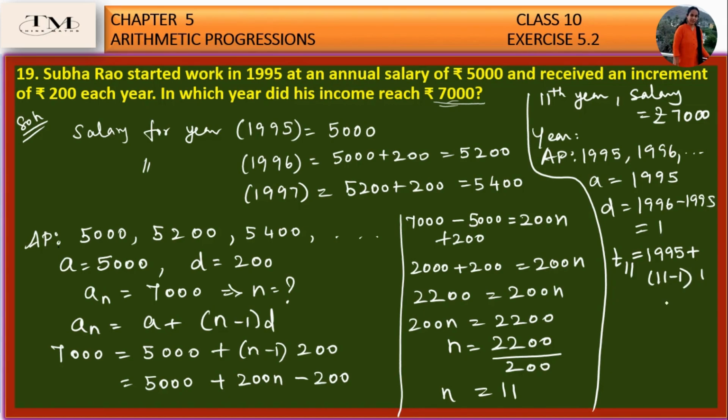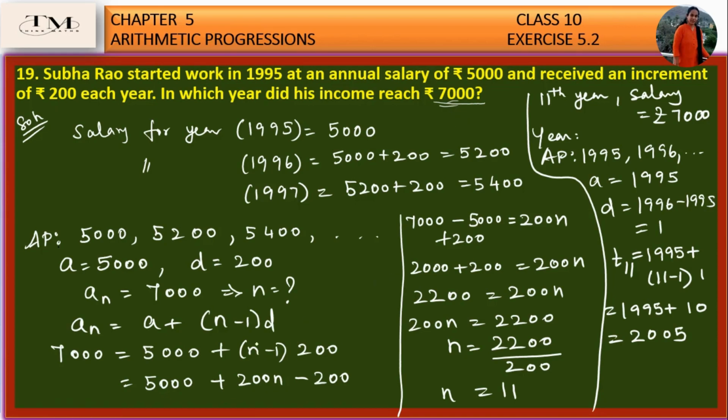What is d? This one. So 1995 plus (11 minus 1, which is 10) into 1, which is 10. So 1995 plus 10. So what is the year? I think it is 2005. So in the year 2005, he receives 7,000 rupees. In the year 2005, he is getting the salary of rupees 7,000.